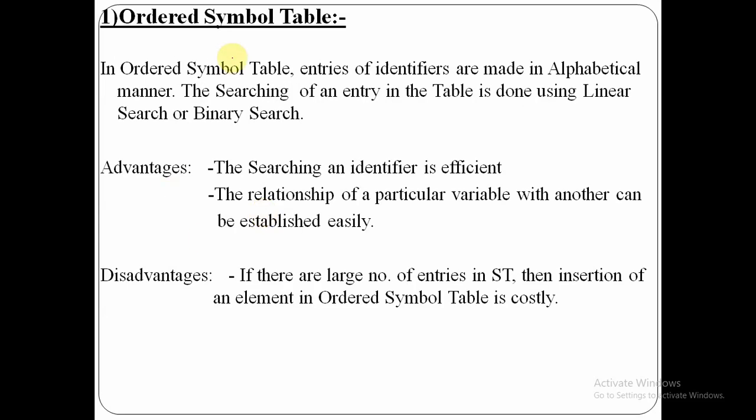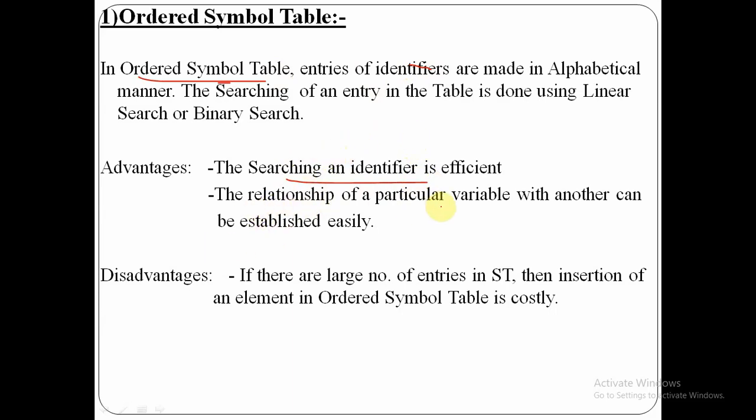First we will see ordered symbol table. In ordered symbol table, the entries of identifiers are made in alphabetical order, some sorting order. The searching of an entry in the table is done using linear search or binary search. So in this table, the elements are in sorting order, so you can use binary search to search an element from the list of symbols found in the symbol table. So the advantage is that the searching of an identifier is efficient.